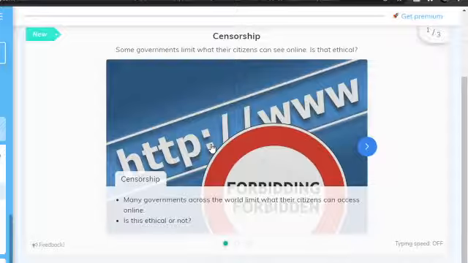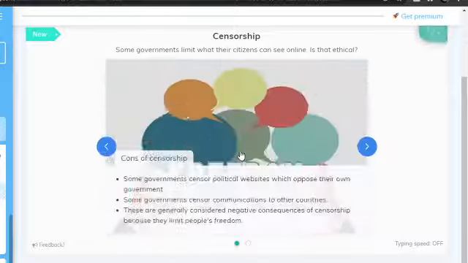So censorship now. Some governments limit what their citizens can see online. South Korea, North Korea. So that is theoretically ethical, but not ethical. But this is kind of like a PRE case.